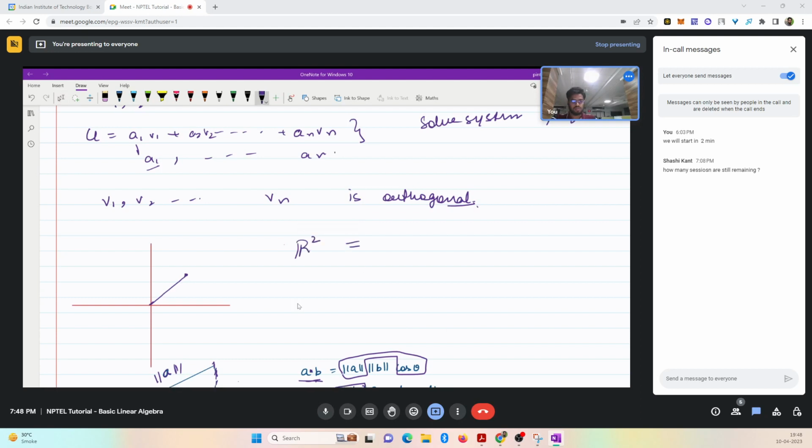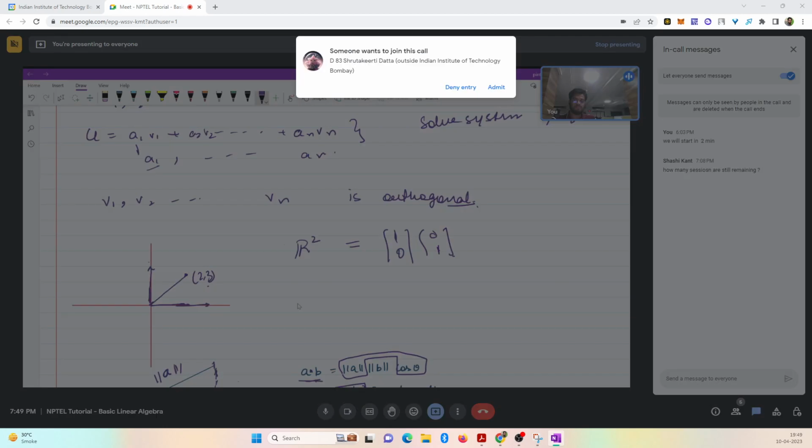For R2, you have an orthogonal basis as (1, 0) and (0, 1). So (1, 0) is your x-axis, and this is the y-axis. Let's say this point is (2, 5). How do you write (2, 5) in terms of this? Okay, this is actually not (2, 5). Let's say this is (2, 3). Let's be pretty realistic. So how do we write (2, 3)?